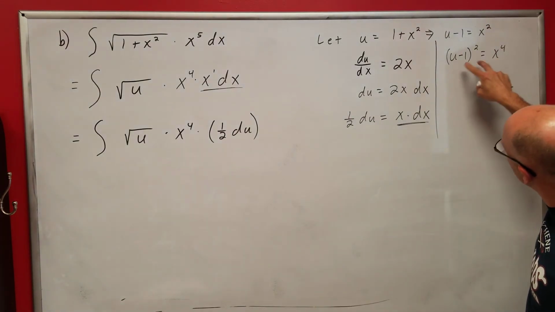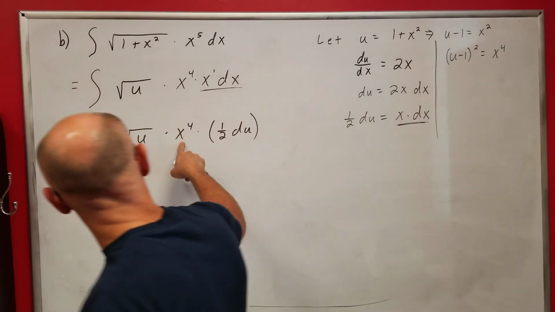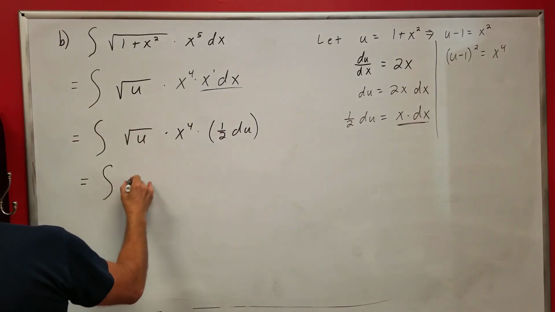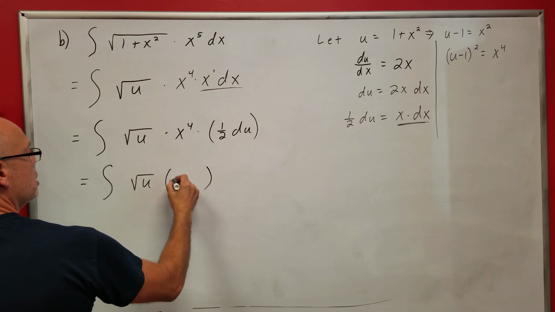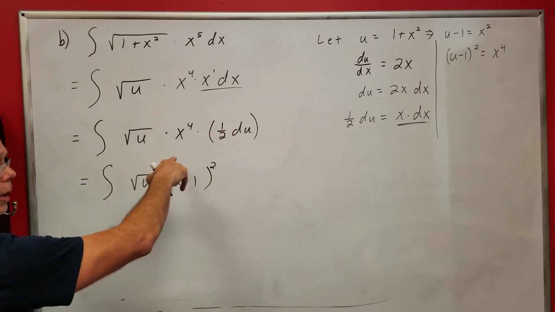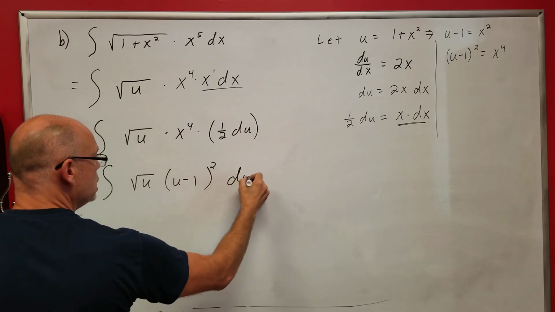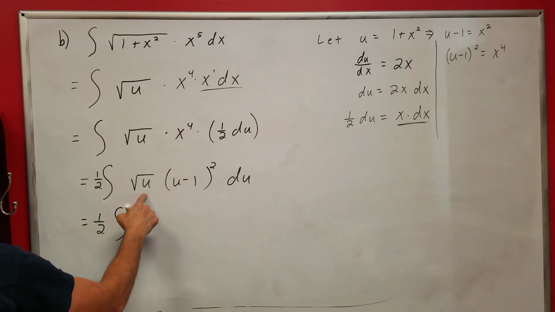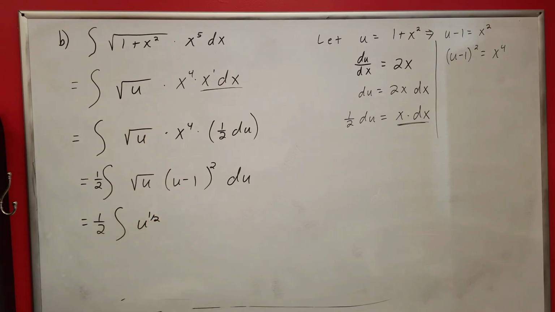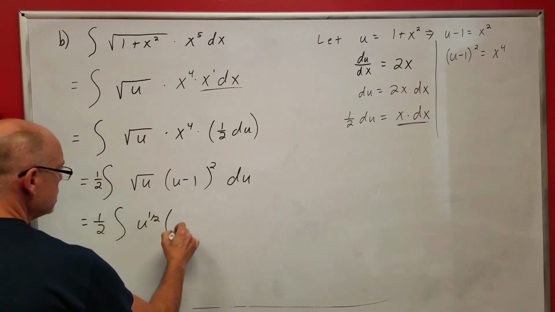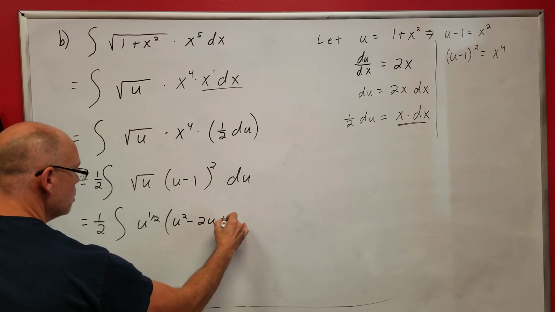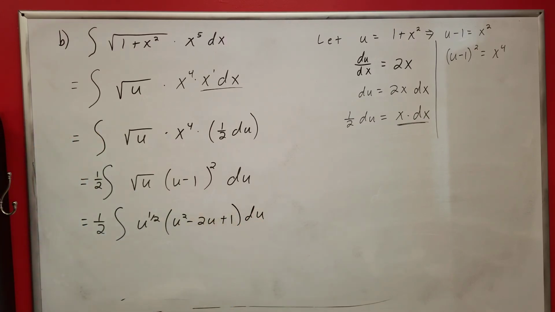So what are we saying? x to the fourth is u minus 1 squared. So what can we replace this x to the fourth with? u minus 1 squared. So we have the integral of the square root of u times u minus 1 squared, we just said, for x to the fourth, times 1/2 du, but I'm going to take this 1/2 and pull it over here, okay? So this is 1/2 times the integral of, I could call that u to the 1/2 exponent instead of square root. Now let's square this out. What's u minus 1 squared? u squared minus 2u plus 1 du.